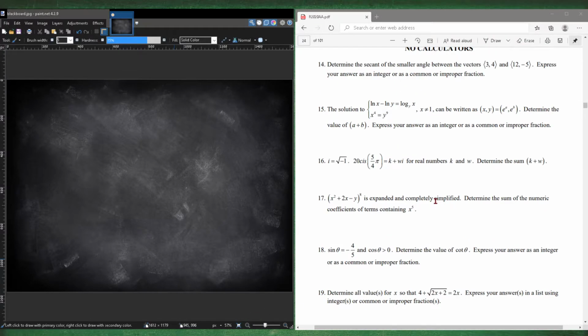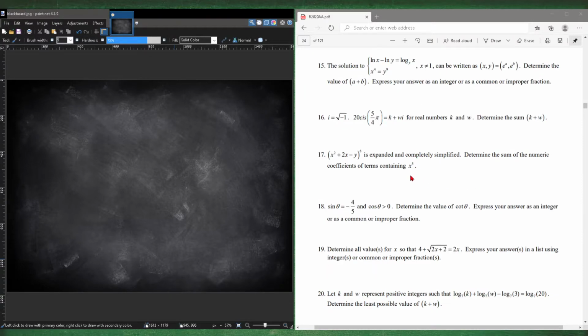Okay, now number 17. So (x squared plus 2x minus y) to the power of 8 is expanded and completely simplified. Determine the sum of the numerical coefficients of the terms containing x to the power 5. So this would be the expansion using the multinomial theorem. So basically, it's kind of the same idea.